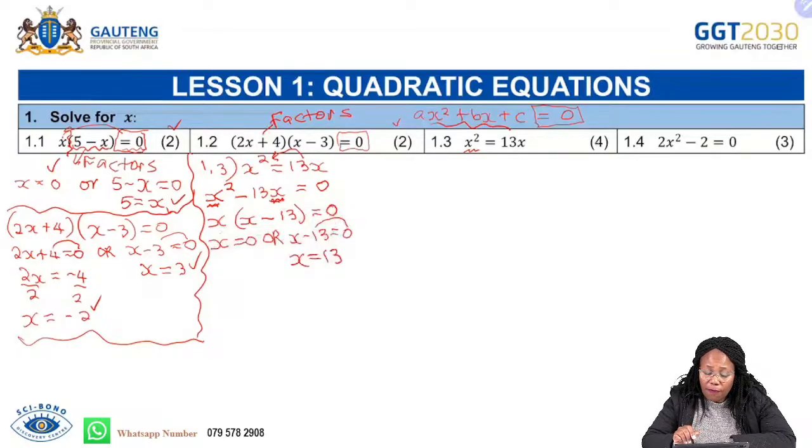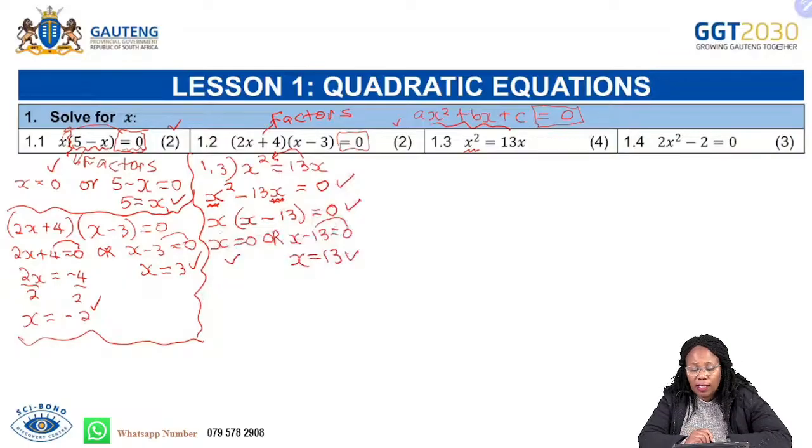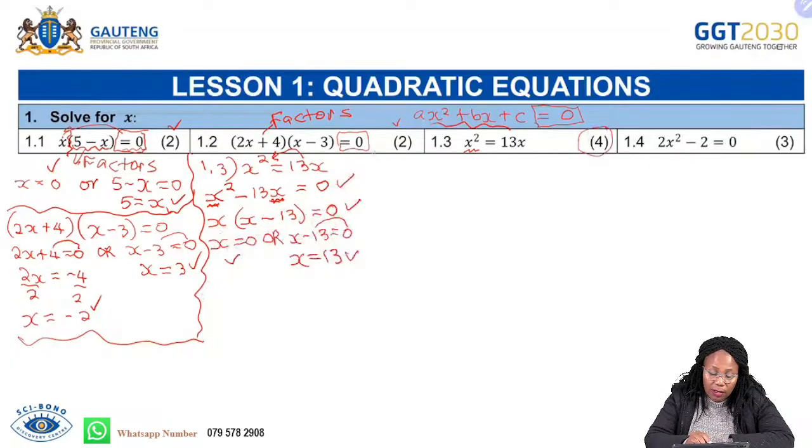This is 4 marks. That means 1 mark will be for transposing correctly, the correct sign. The second mark will be for the factors. The third mark will be for the first x value, and the fourth mark for the second x value, hence the 4 mark allocation there.